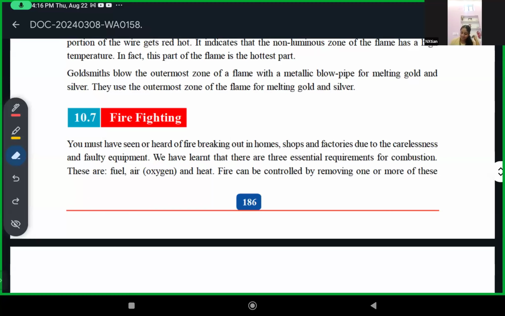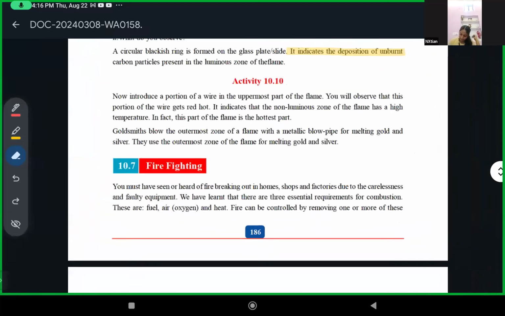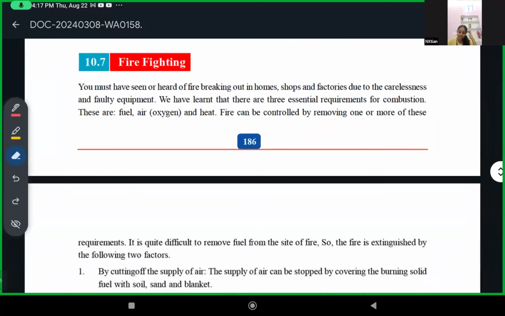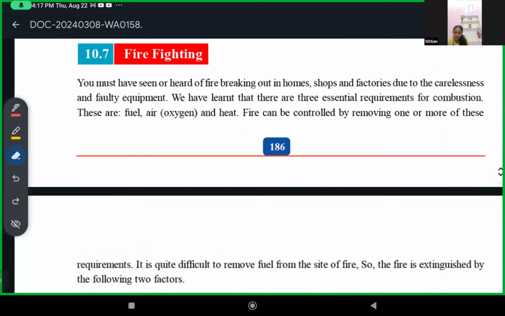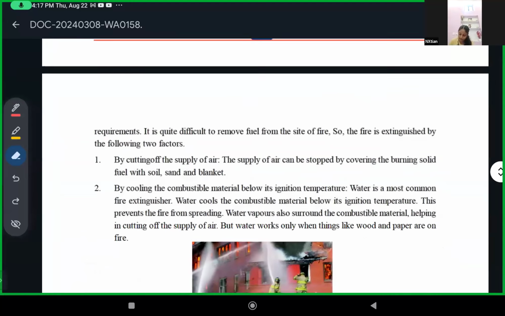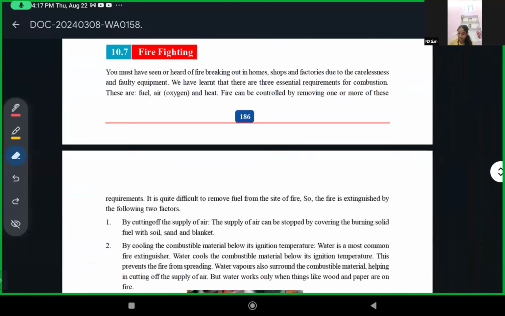Okay. So now, firefighting. You must have seen or heard of fire breaking out in homes, shops, factories due to carelessness and faulty equipment. We have learned that there are three essential requirements for combustion. They are fuel, oxygen, and heat. Fire can be controlled by removing one or more of these requirements. It is quite difficult to remove fuel from the site of fire, so fire is extinguished by the following two factors. Now, this is very interesting and important.